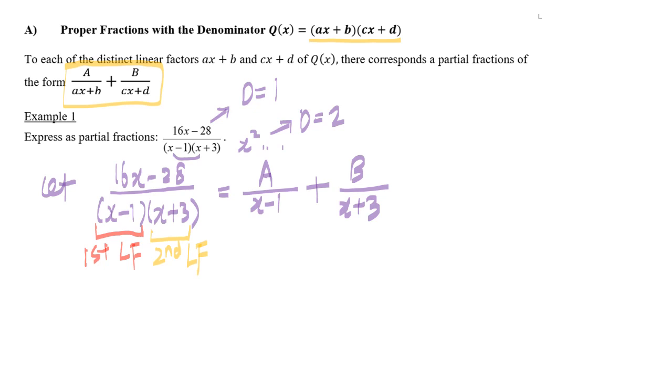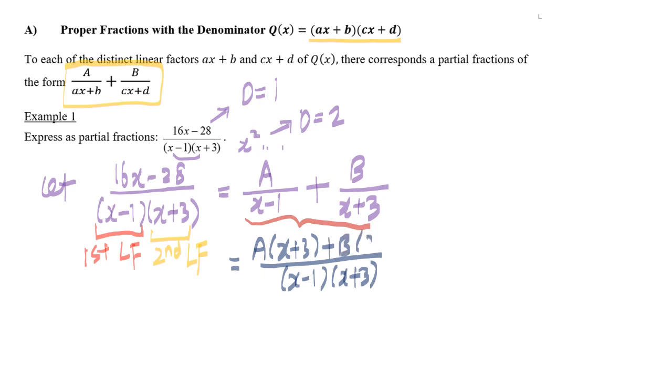Then the second step is to combine these 2 partial fractions back into a single algebraic fraction. So how do we combine them? The common denominator will be x minus 1 and x plus 3. So the numerator will be A multiplied by x plus 3, plus B multiplied by x minus 1.